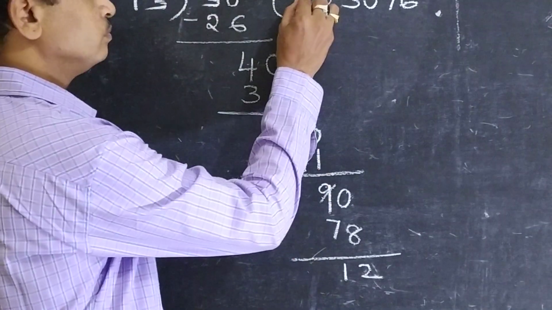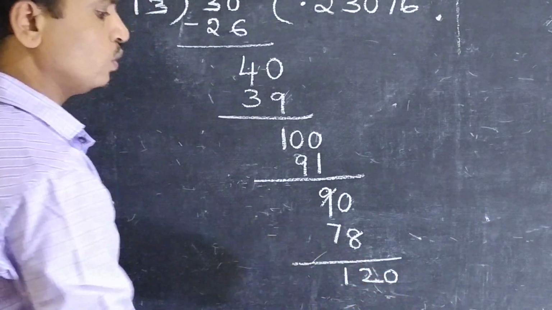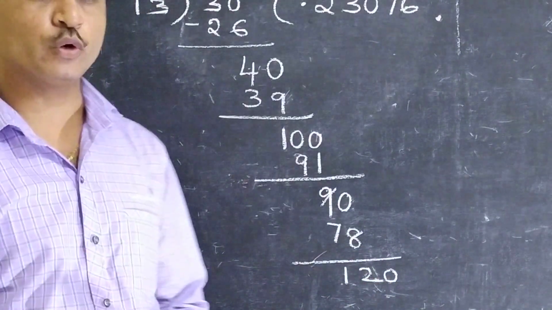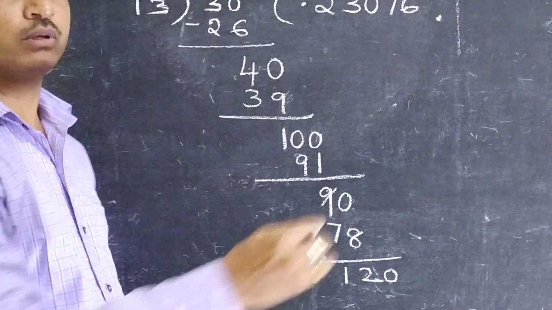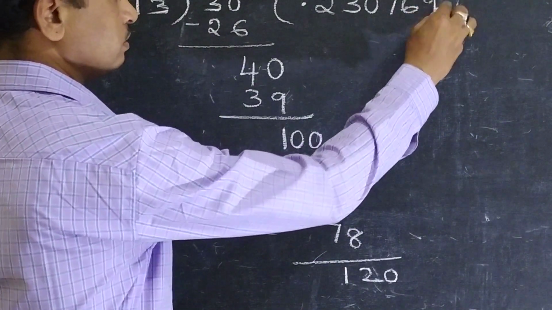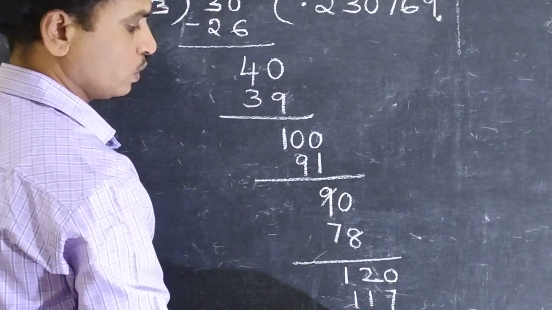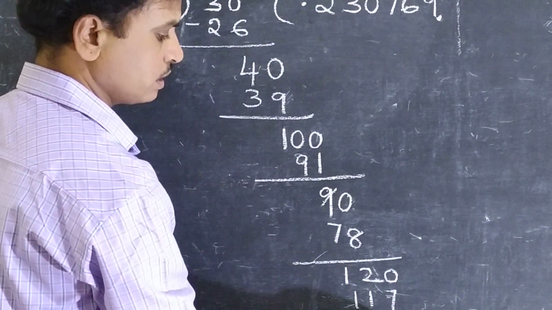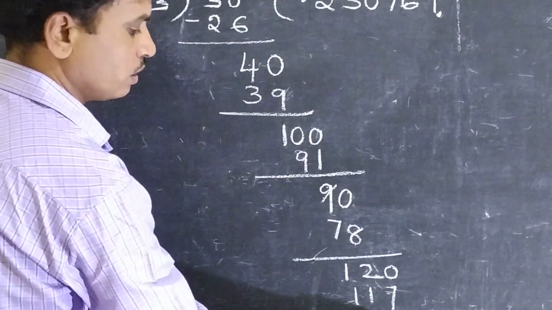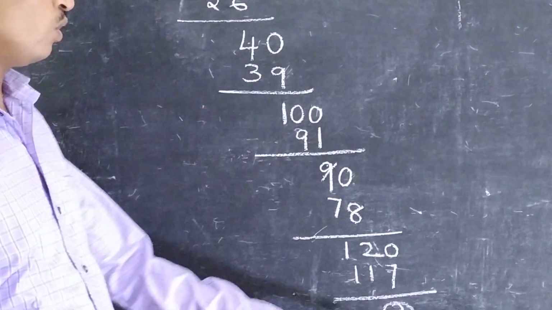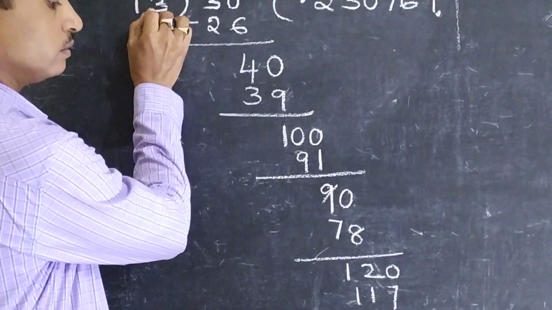Okay. Then again 12 is less than 13. So you can take 0. Here it becomes 120. Then 13 9s are 117. So subtract this, remainder is 3. Now in numerator here 3 is there. So here also we got 3. Remainder we got 3. That means again 3 is less than 13.